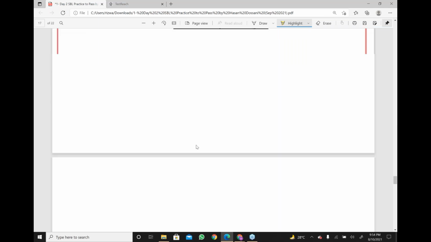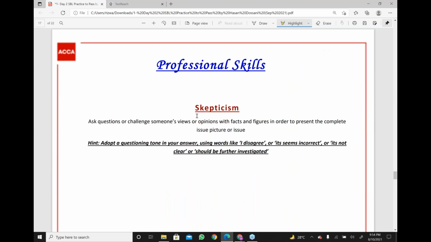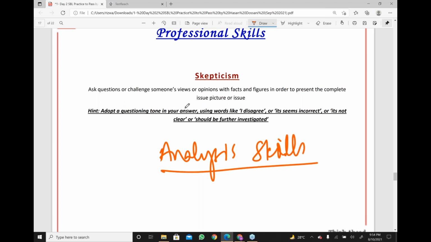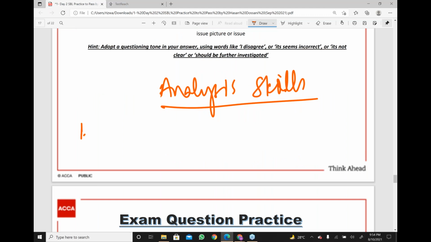What is analysis skills? I'll just explain, because in today's question we will be encountering skepticism skills, and the second one, analysis skills. Okay. Analysis skills means, it's very simple, that you investigate the reasons. So if something is happening, for example, the company's revenue suddenly declined by 20%.